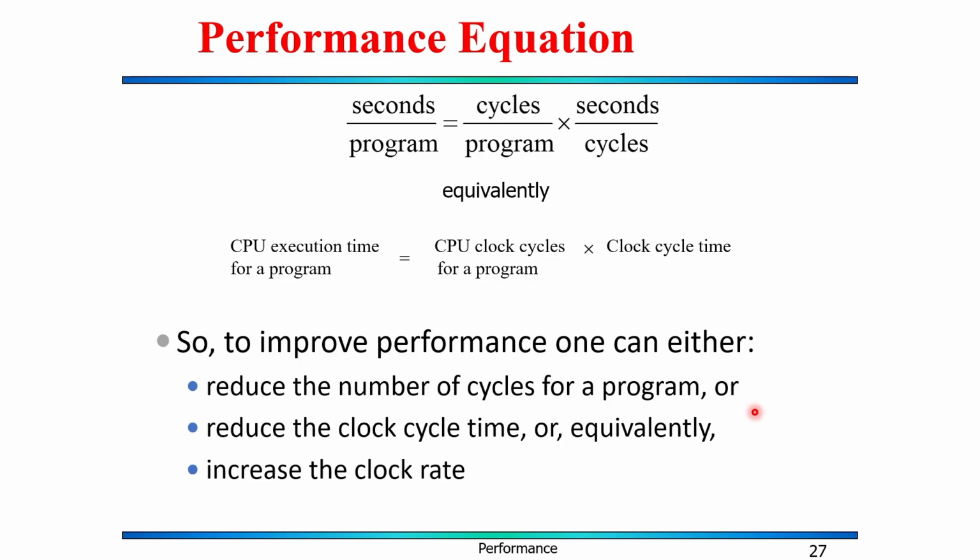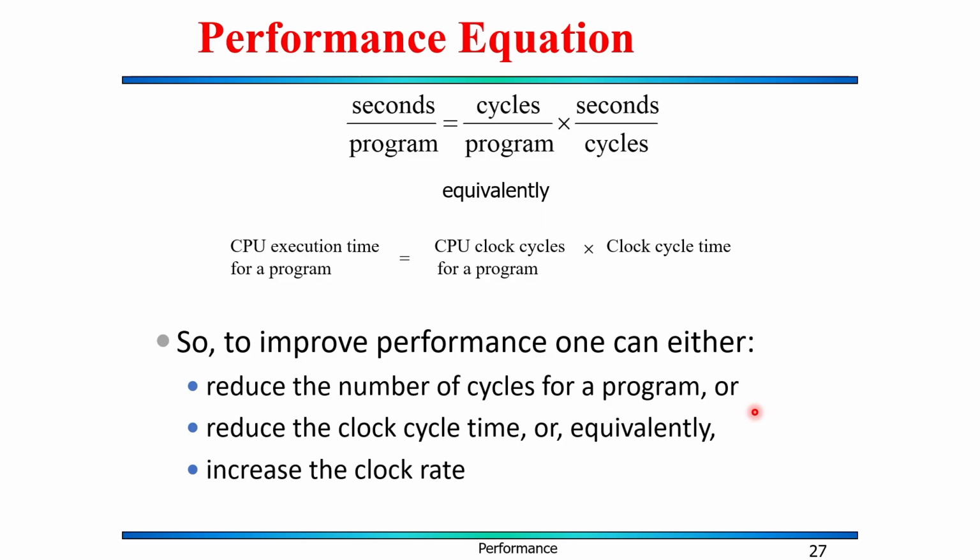Option 2 is to reduce cycle time. If we keep the program at 10 billion cycles but manufacture a faster processor with 2.5 gigahertz, so now instead of 2 gigahertz we use a 2.5 gigahertz clock rate, cycle time becomes 1 divided by 2.5 billion, which equals 0.4 nanoseconds. So again, execution time becomes 10 billion times 0.4 nanoseconds, which equals 4 seconds. So performance improves by making each cycle shorter.